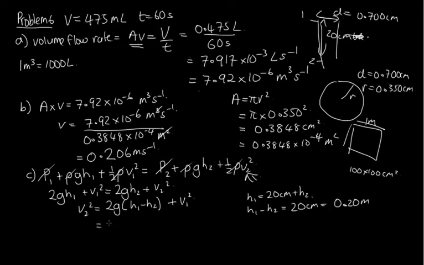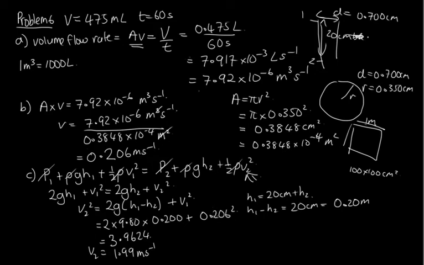So let's substitute in. We've got 2 times 9.80 times 0.200 plus the velocity at point 1 squared, which is 0.206 squared. So solving this, we end up with 3.9624, and so the velocity at point 2 is equal to the square root of this, which is equal to 1.99 meters per second.